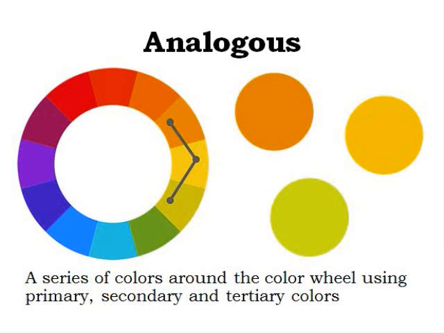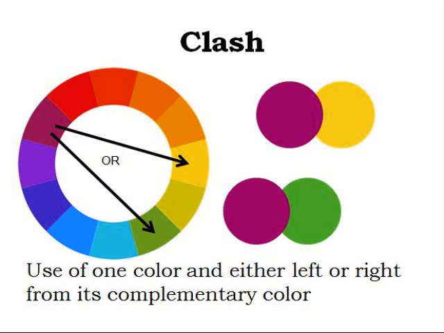The next color combination that can be found on the color wheel is called a clash. A clash is similar to split complementary, but instead of using 3 colors for the harmonious kind of look, you pick 1 base color and 1 of the colors next to its complement. For example, if I chose red-purple, I could pair it with a yellow or a green to get a clash color combination.